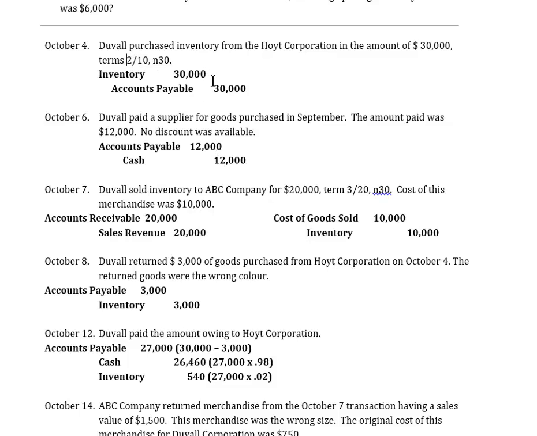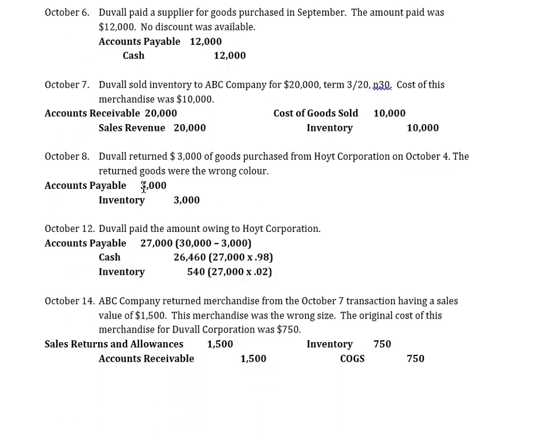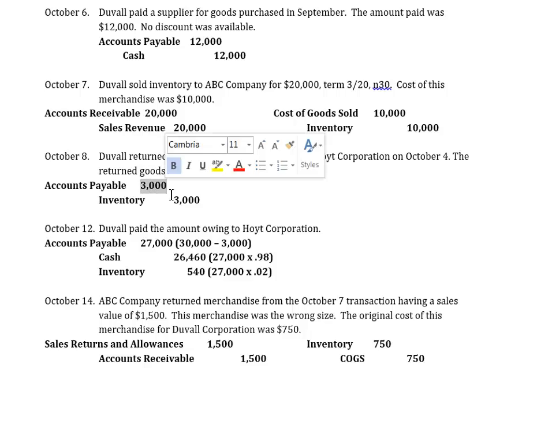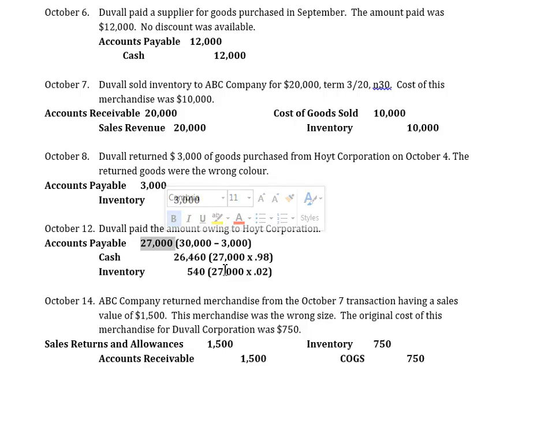So now Duval's going to take a purchase discount. So how do we record it? Well, first of all, we're going to reduce our liability. By how much? By $27,000, because the original liability was $30,000, but the liability after the return was made, we deduct $3,000. We're going to clear off, when we make our cash payment, $27,000. So how much cash are we paying them?